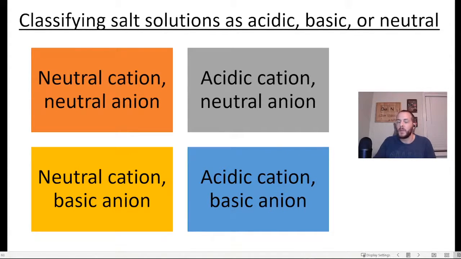And the final possibility is that you have a cation that is acidic and an anion that is basic, which might be an acidic or basic solution, depending on the relative strengths of the acid and the base. If the Ka for your acid reaction is larger than your Kb for your basic reaction, then you'll have an acidic solution. And if the reverse is true, if your Kb is larger than your Ka, then you will have a basic solution. So that was the material from last week. So again, if you want to check that out, I would highly encourage you to do so, of course.